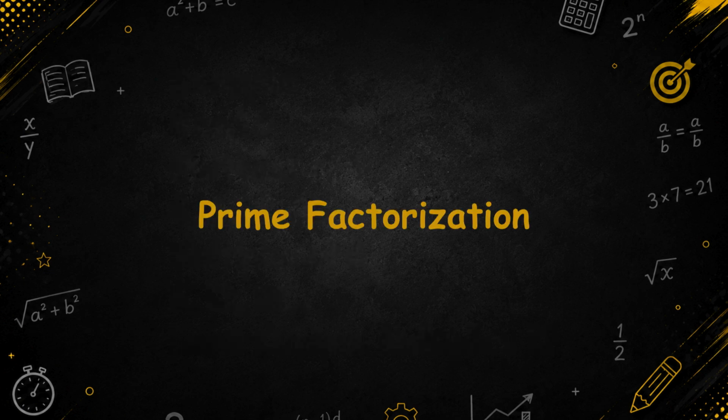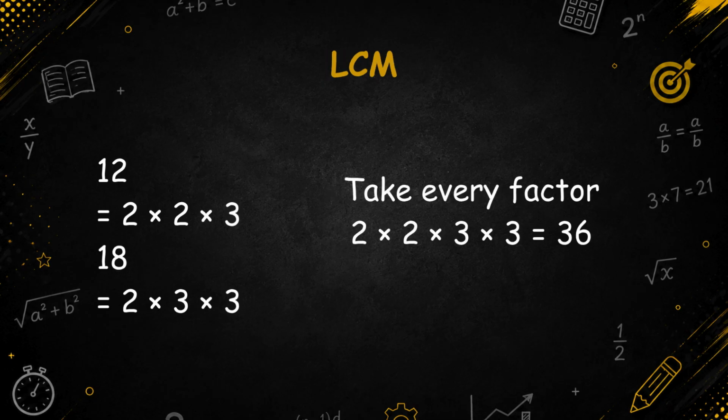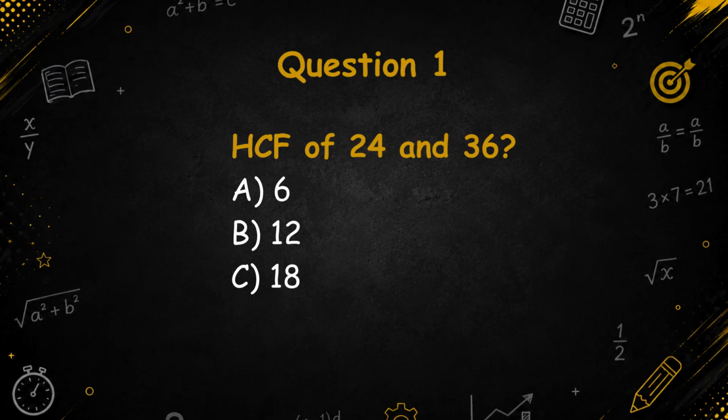The easiest way to solve HCF and LCM questions is by using prime factorization. Write each number as a product of prime numbers. For HCF, multiply only the common prime factors. For LCM, multiply every prime factor using the highest power that appears. Pause the video and try solving it yourself.